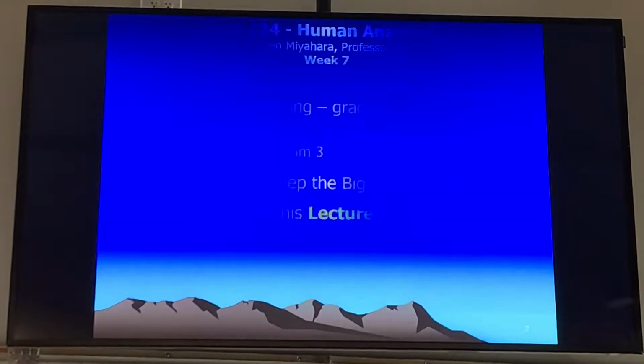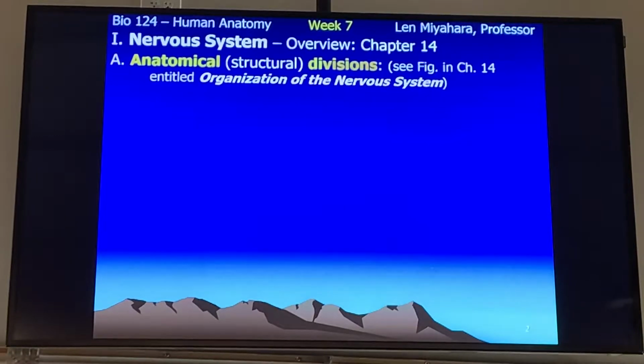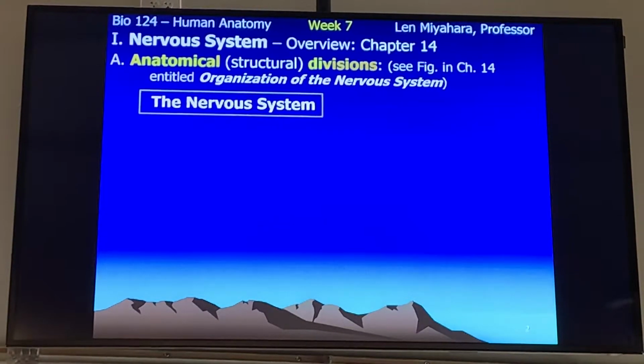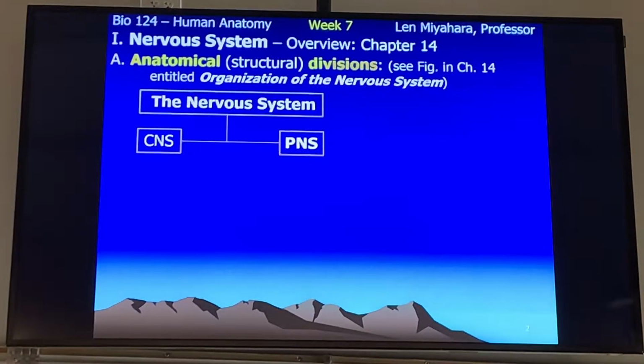Okay. Let's first of all look at the organization of the nervous system. These are anatomical divisions. So we have the overall nervous system. First we can identify the brain and spinal cord as being the central nervous system, or the CNS. And the PNS is just everything else. Okay? We're going to go into more details on each one of these divisions later, so don't laugh at my artwork, but that's supposed to be brain and spine.